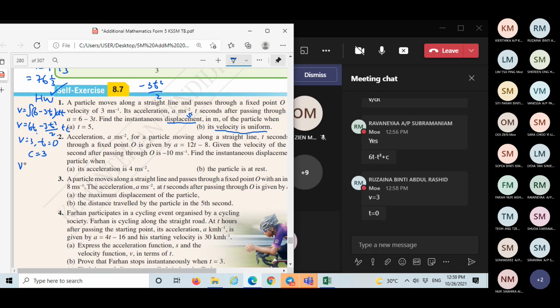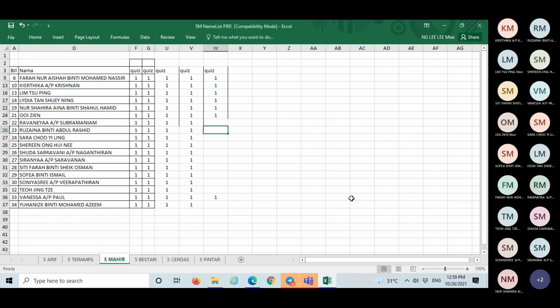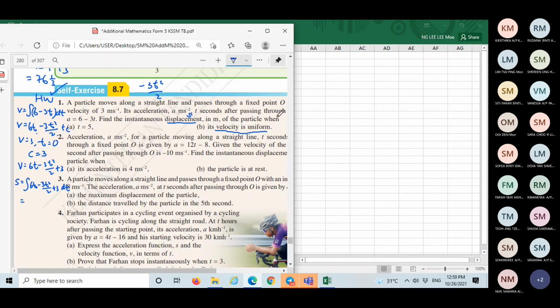I continue, I'm writing out my V. V is 6t minus 3t squared over 2 plus 3. Now I want to find S. So I need to integrate 6t minus 3t squared over 2 plus 3 with respect to t. Okay, you can continue. Next girl. Sarah, give me the integration.